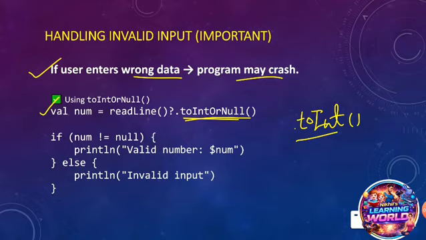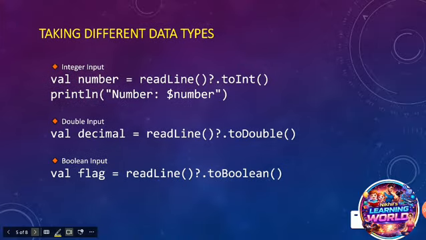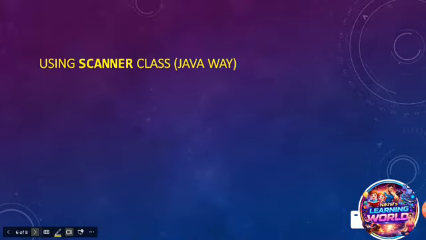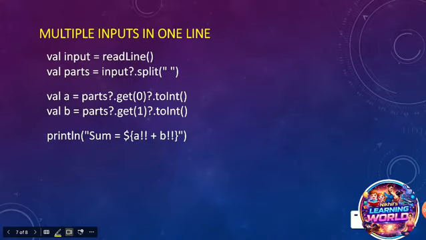Now we can move to multiple inputs. If we want multiple inputs, you can even take input multiple times. For example, val input = readLine(), then val values = input split by using the blank space. Now you can access them one by one.